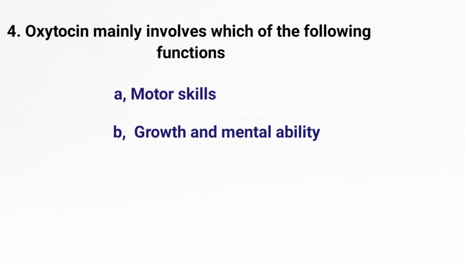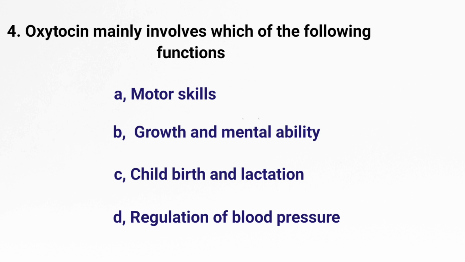Question number 4. Oxytocin mainly involves which of the following functions? Option A, motor skills. Option B, growth and mental ability. Option C, childbirth and lactation. Option D, regulation of blood pressure. And the answer is option C, childbirth and lactation.